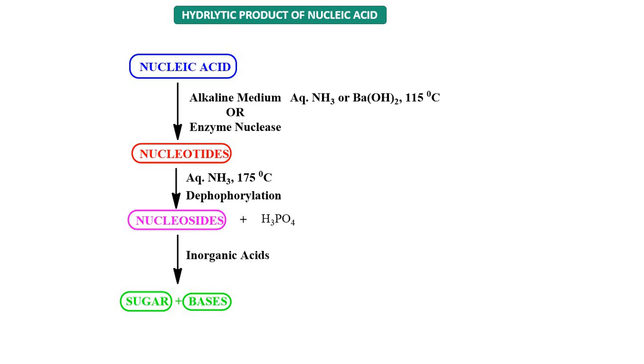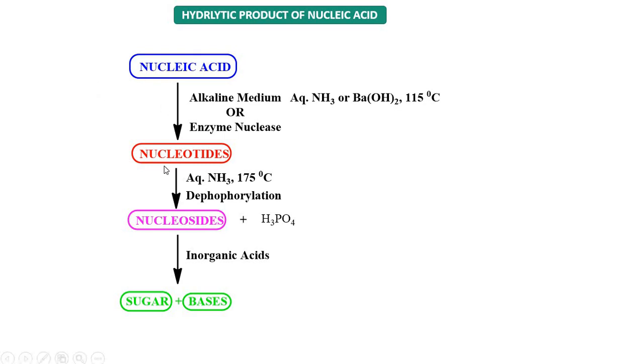Now we'll move further. If we do the hydrolysis of nucleic acid, then we get nucleotides, nucleosides, and further hydrolysis will give only three components: sugar, base and phosphate. Basically nucleic acid on hydrolysis in alkaline medium like aqueous ammonia or barium hydroxide at 115 degrees Celsius, or in the living cell, this hydrolysis of nucleic acid is carried out by enzymes. And the name of that enzyme is nuclease, which does the hydrolysis of nucleic acid, or breaks down the nucleic acid.